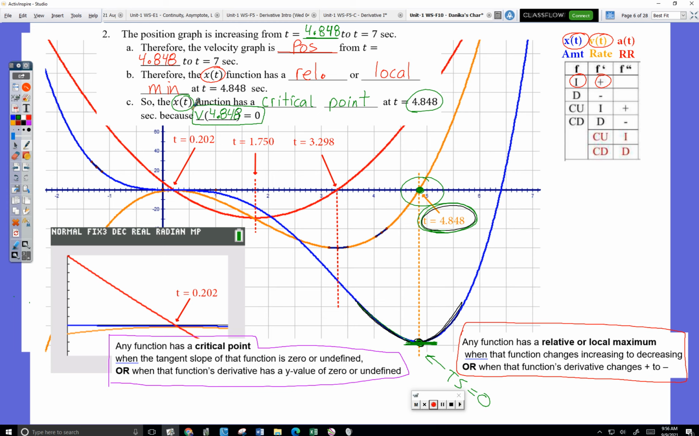Right, it's kind of squished in there. I apologize for that. So it's v of 4.848. That must have a value of 0. Does that make sense? It's good work.